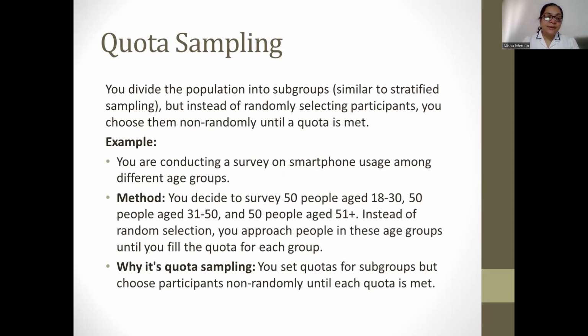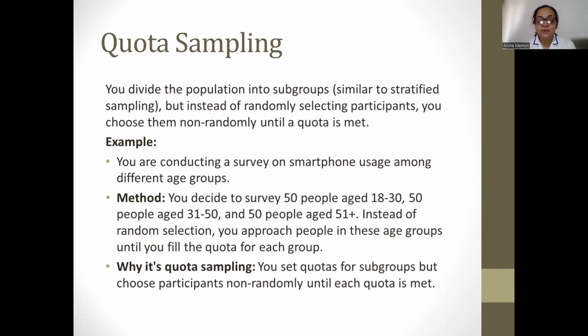Next, coming to quota sampling. Quota sampling is more or less like stratified sampling, but the only difference between stratified sampling and quota sampling is that here the selection of participants is not random. We divide the population into subgroups, but instead of randomly selecting, you only choose the samples until our quota is met. For example, if I'm conducting a survey on smartphone use among different age groups, again, like stratified sampling, we have divided people into different age groups: 18 to 30, 31 to 50, and so on.